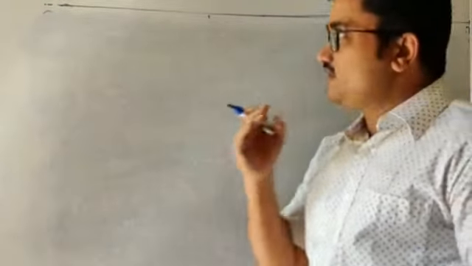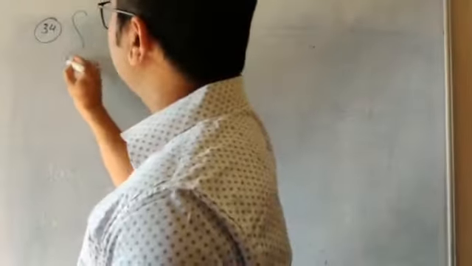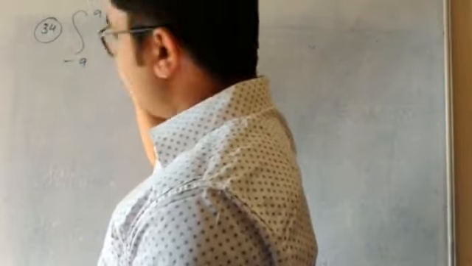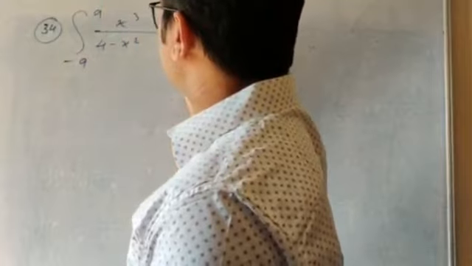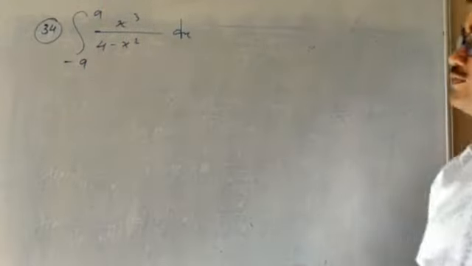Okay, let us move to the next one. Fine. For the next question, we have this one. It is x cube upon 4 minus x square dx. x cube upon 4 minus x square dx.